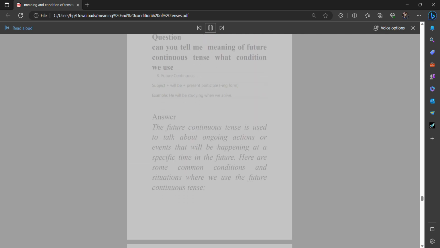Question: can you tell me meaning of future continuous tense? What condition we use? 8. Future continuous, subject plus will be plus present participle, ing form. Example, he will be studying when we arrive. Answer: the future continuous tense is used to talk about ongoing actions or events that will be happening at a specific time in the future. Here are some common conditions and situations where we use the future continuous tense.